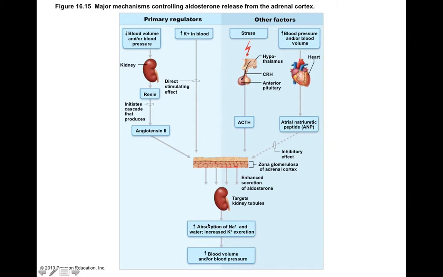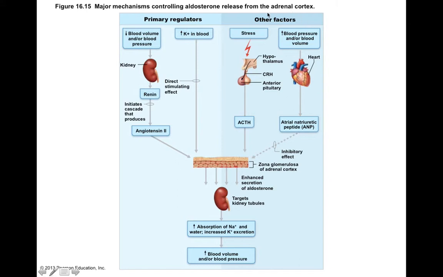Now, conversely, this reabsorption of water also leads to the excretion of potassium, so that by holding on to sodium, you can also lose potassium into your urine. Now, ultimately what happens is that aldosterone has the effect of increasing blood volume and blood pressure by allowing the kidneys to reabsorb sodium and hold on to their water.